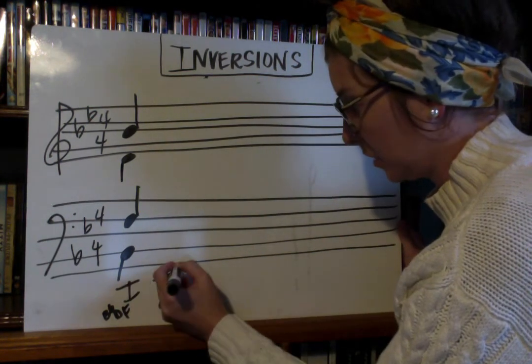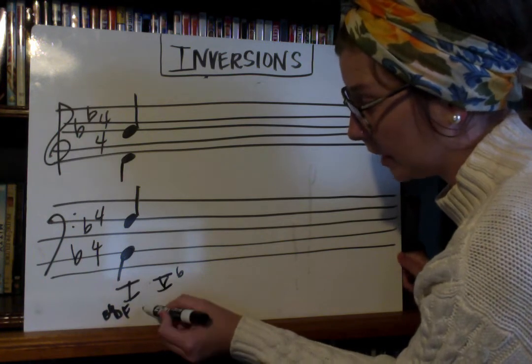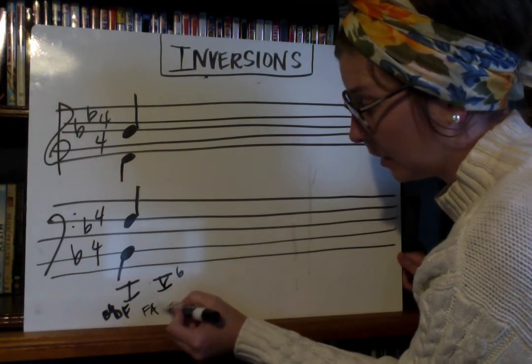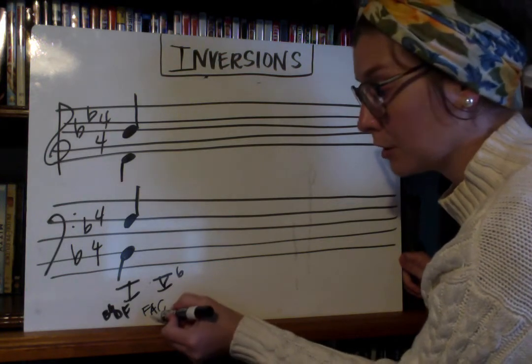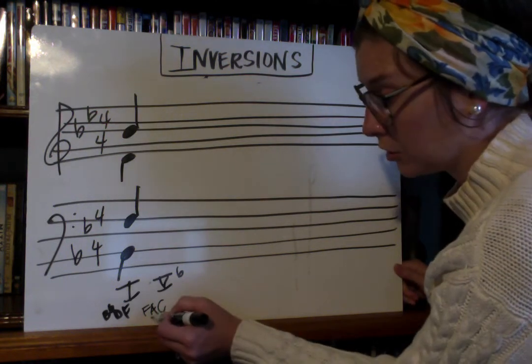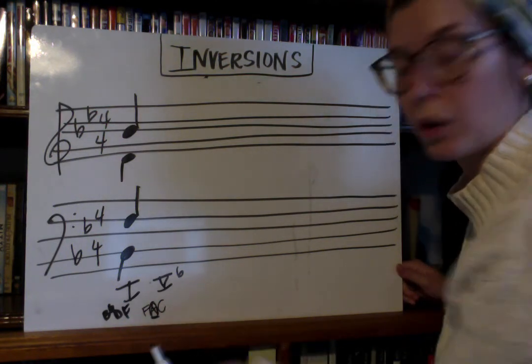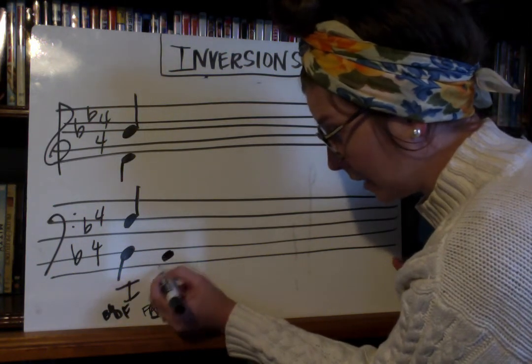A 5 chord is F, A, C. And then a 6 tells me it's in first inversion, so A is my root note. This is what I would do. Draw your notes out and then underline or circle whatever the root note is supposed to be. Okay? So that means my basses will go to an A.